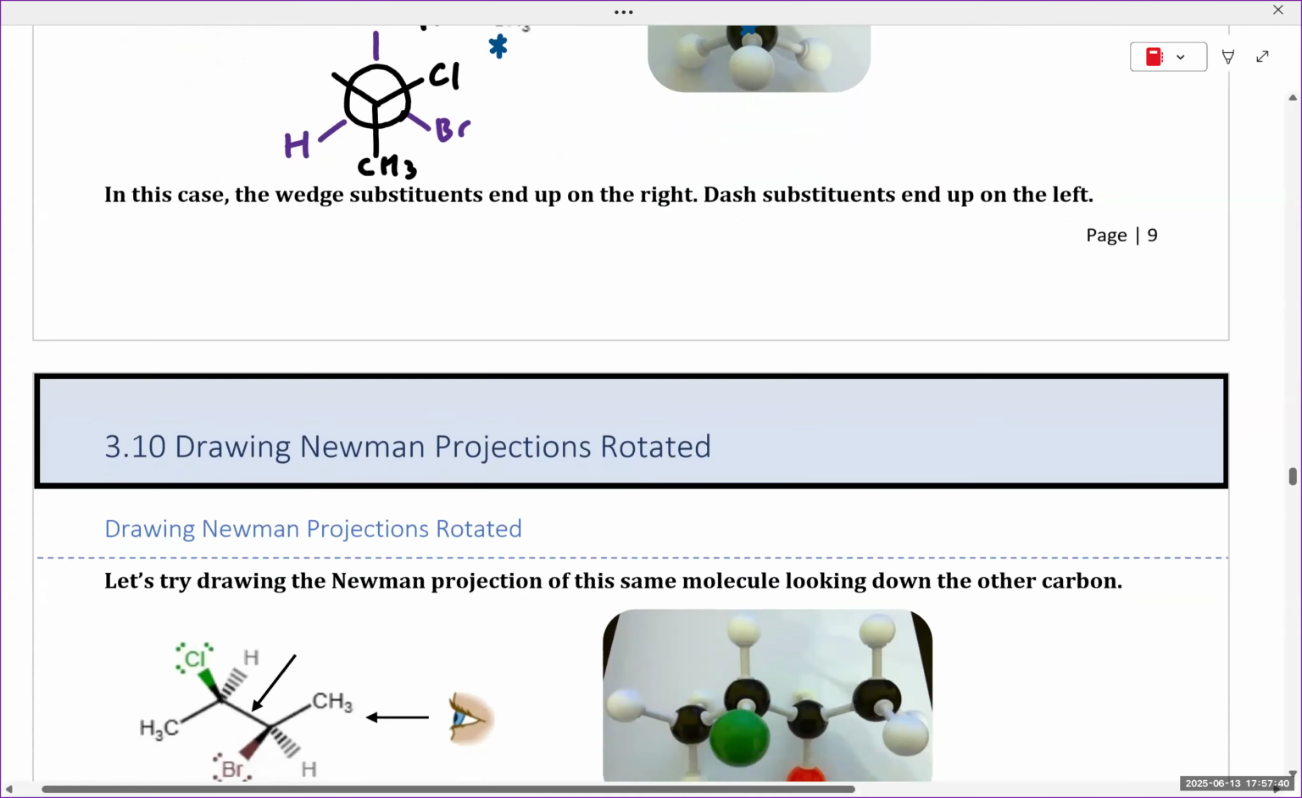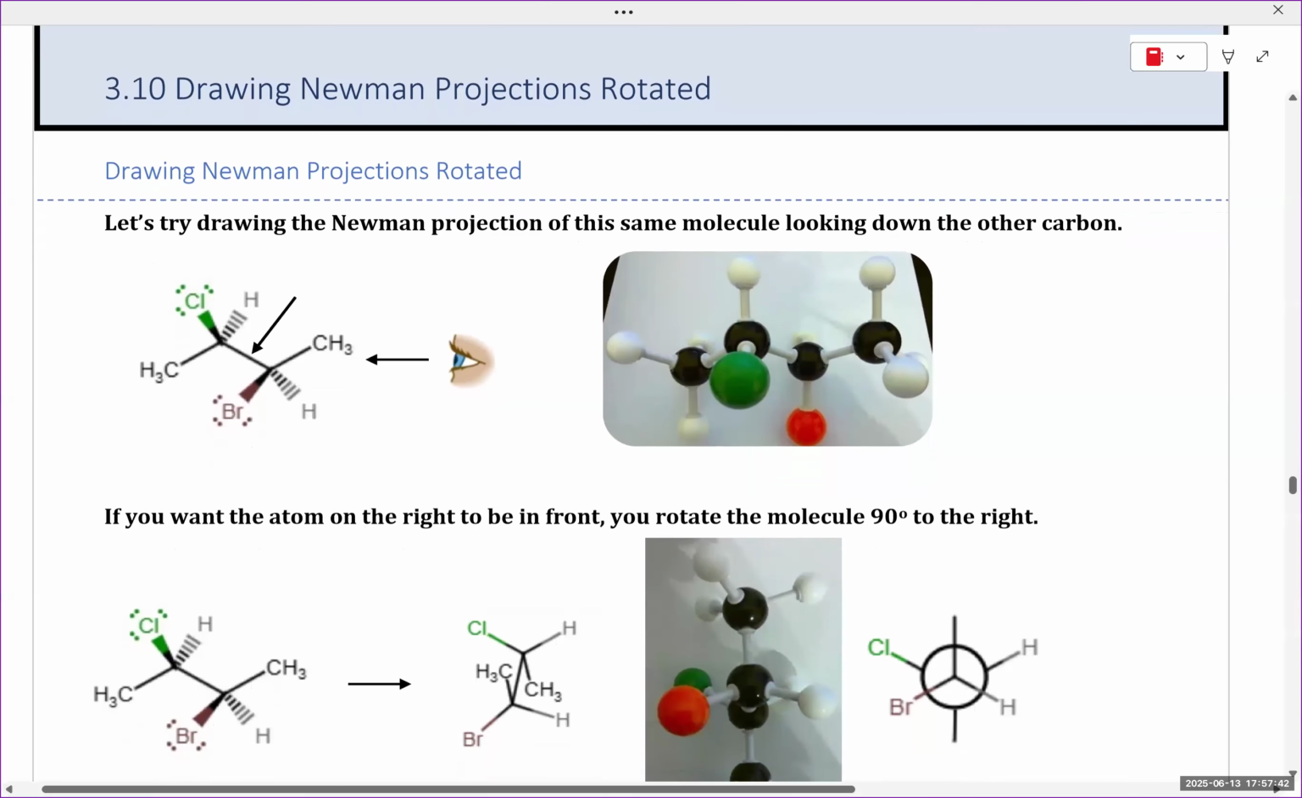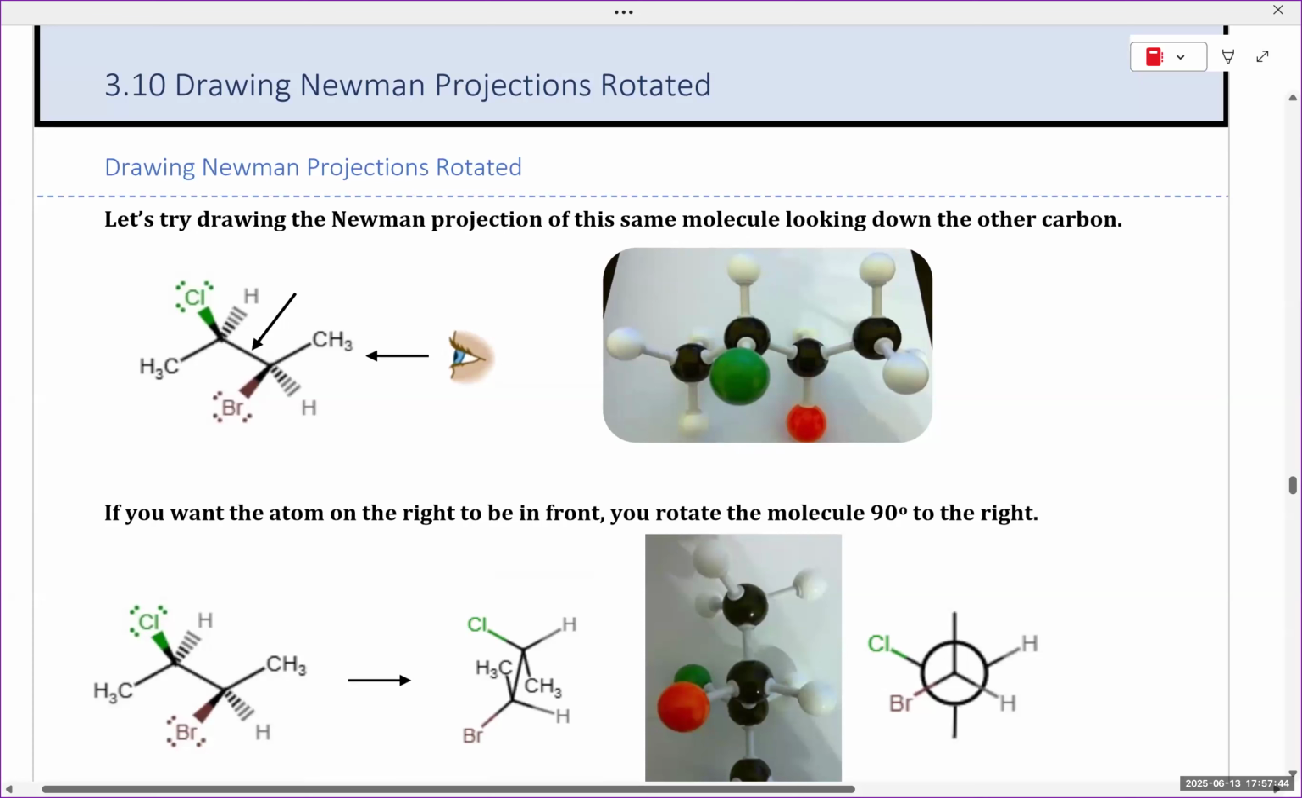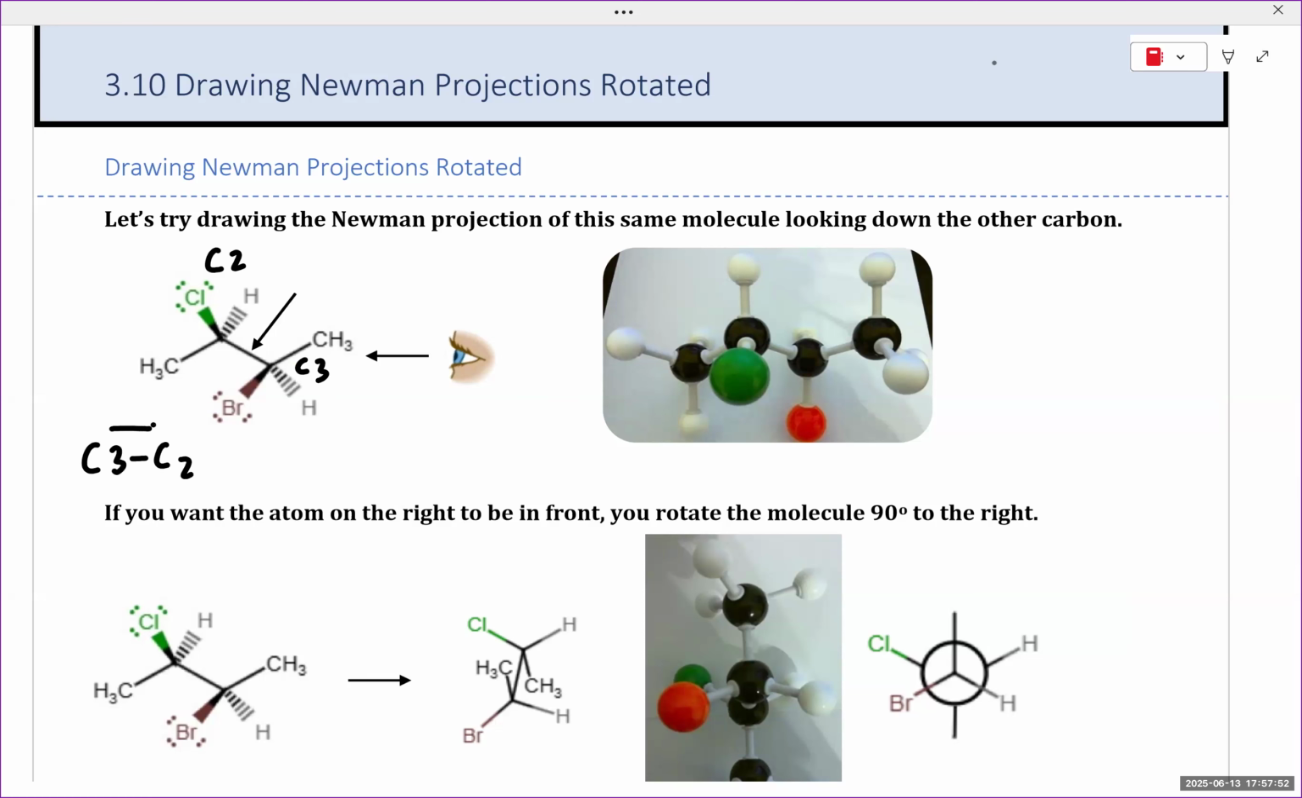Now, let's talk about drawing Newman projections rotated. So if we have the C2, C3 bond, let's look down the bond from the C3 to C2 perspective, this time with carbon 3 being in front. Again, we start with our original model, and we make sure that the dash wedge depiction matches our model.